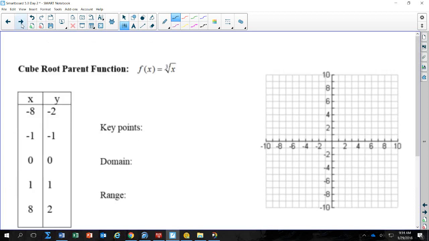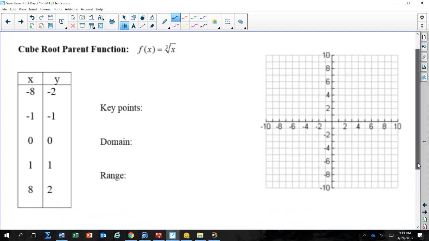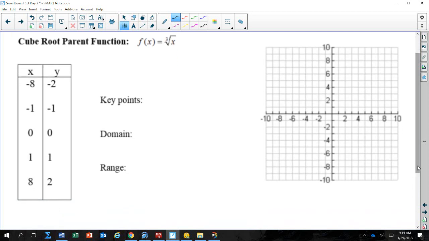Okay. We also have the cube root parent function. Last class, we talked about developing some key points for that. If I take the cube root of 8, I get 2. If I take the cube root of negative 1, I get negative 1. If I take the cube root of 0, I get 0, etc. Any x value that we plug into a cube root, it's possible to get a corresponding y output. See how there are no restrictions on what x values you can plug in?